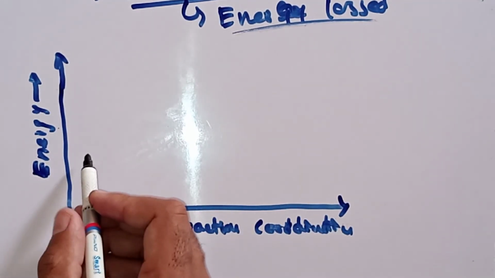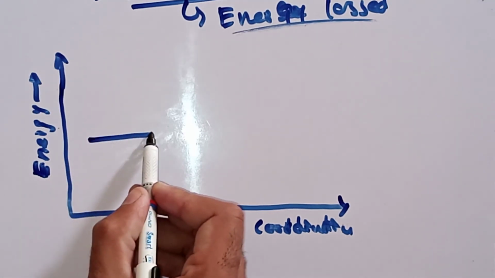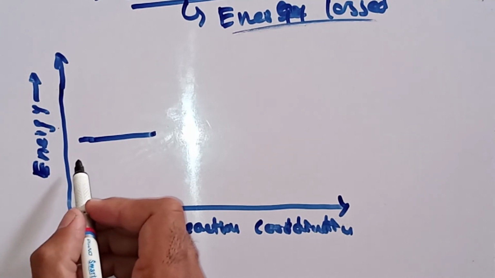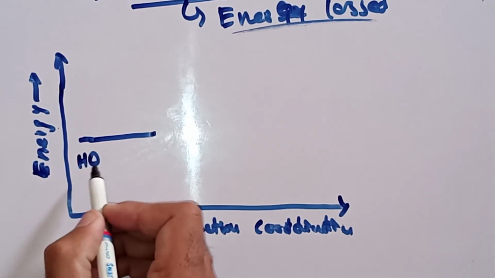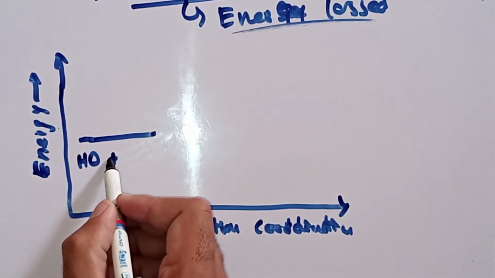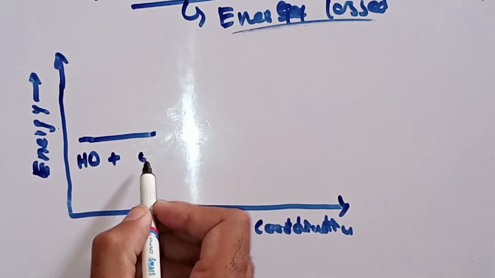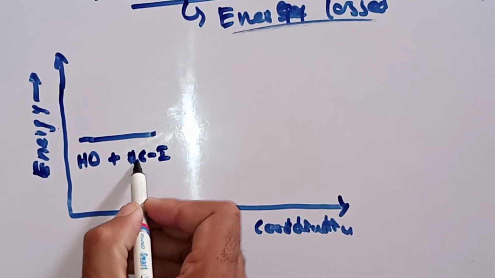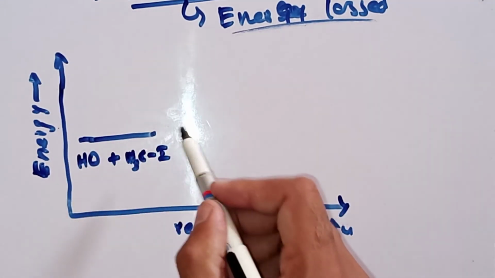First of all, from this position, this is the initial position of the reaction, where the nucleophile HO- reacts with methyl iodide, CH3I. This is the initial state.